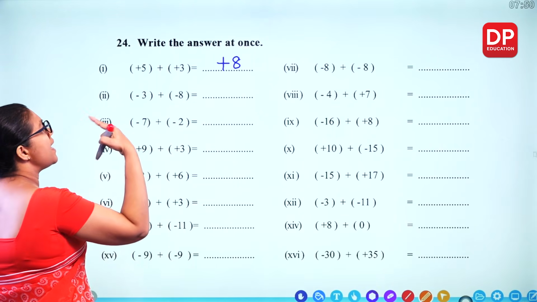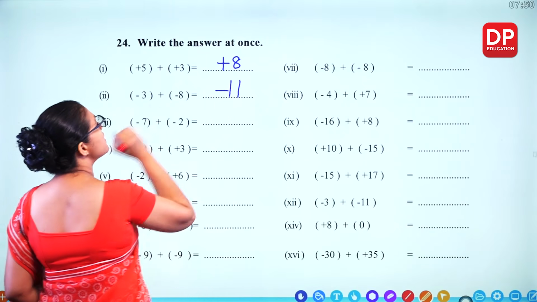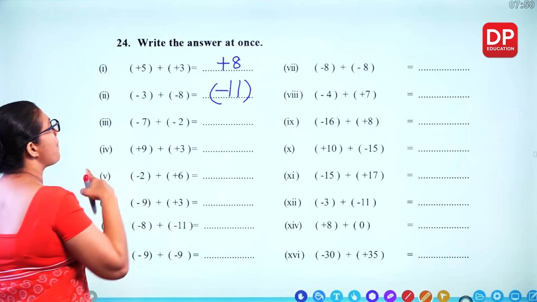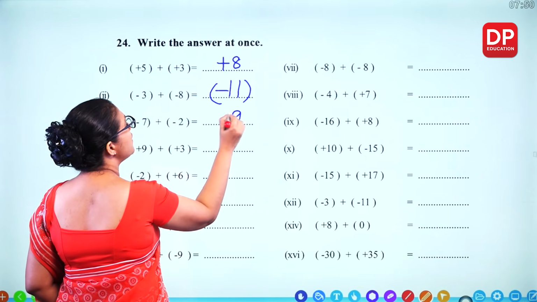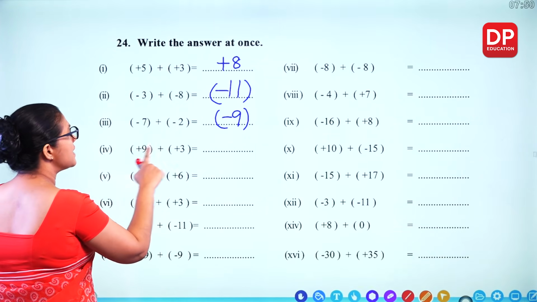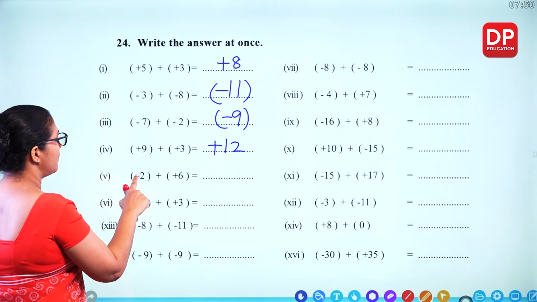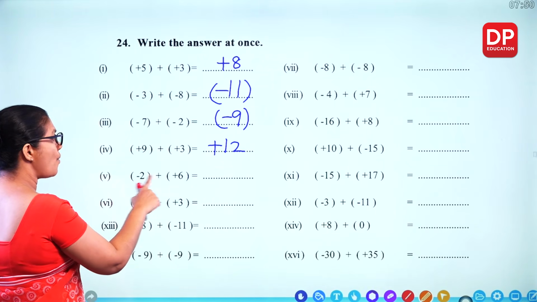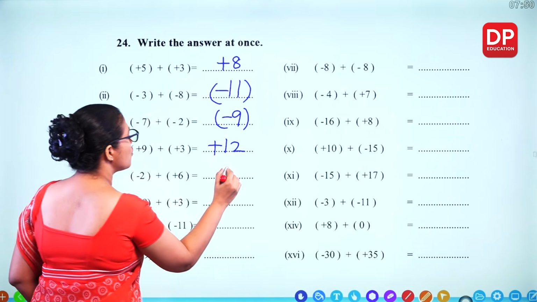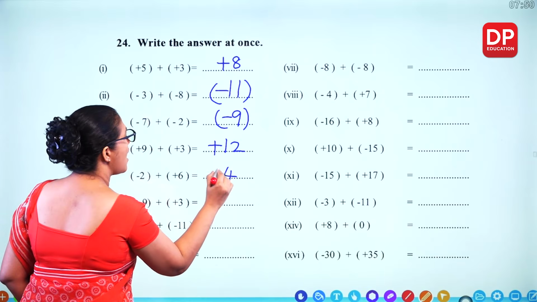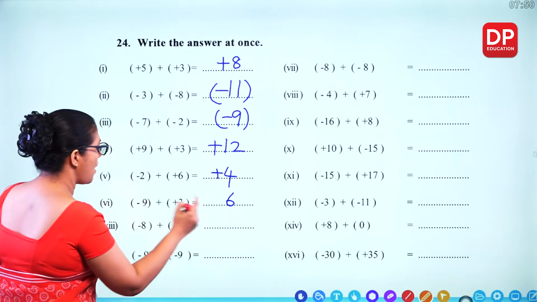Minus 3 minus 8, both negative. Add these two numbers and put the sign of the number. 7 and 2, add the numbers and put the sign. 9 and 3, same sign, that's positive. Now this is difference because one is positive, one is negative. So the difference is 4, the larger number is positive. Difference is 6, larger number is negative.